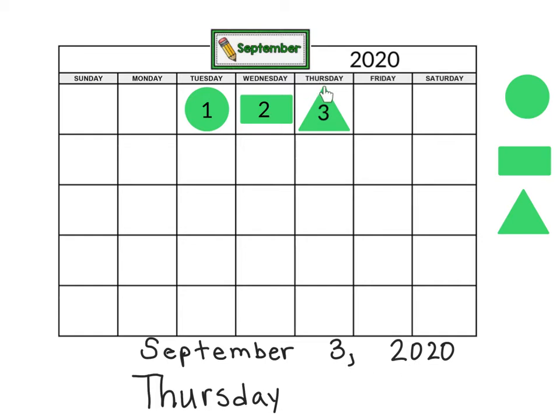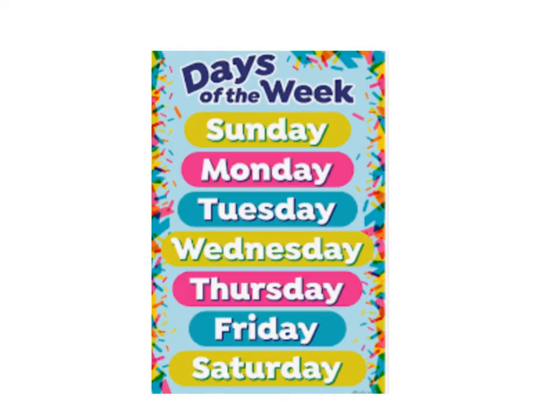All right, going back to today on the calendar. Today's Thursday. If I go back one, what was yesterday? Right, yesterday was Wednesday. If I go back to today and I go forward one, what's tomorrow? Think. Tomorrow will be Friday. Let's sing our Days of the Week song.